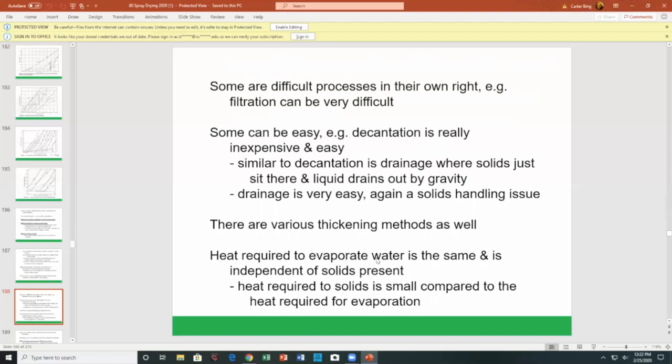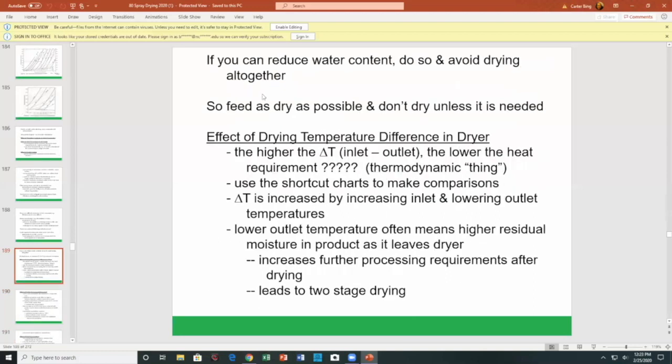Heat required to evaporate water is the same independent of solids present. Heat going to the solids is small compared to heat going to evaporation. If you can avoid or reduce water content, do so. And of course, my best recommendation is avoid drying at all possible. So feed as dry as possible and don't dry unless you need it.